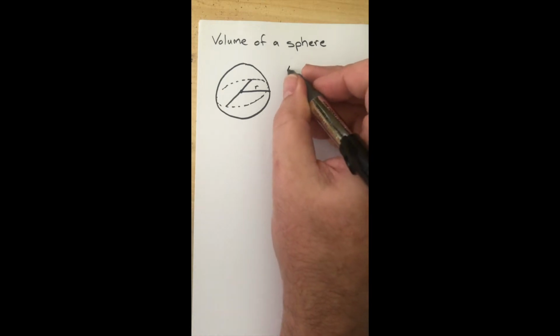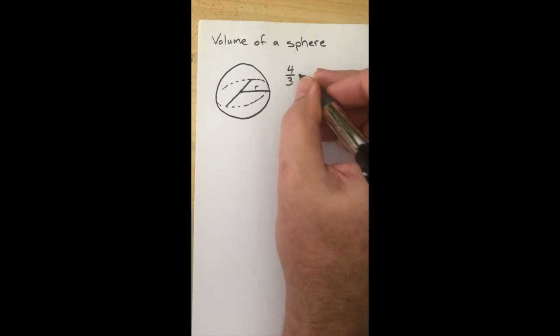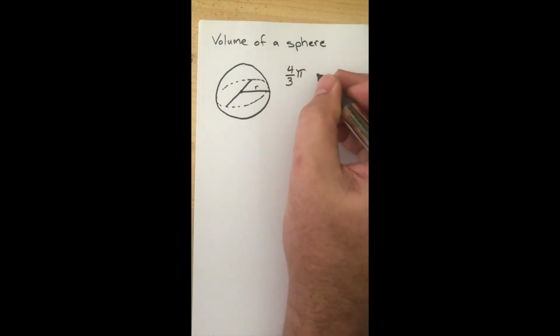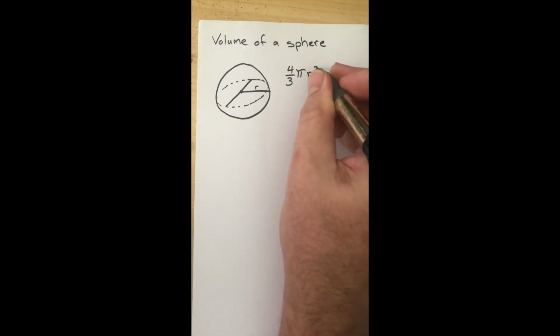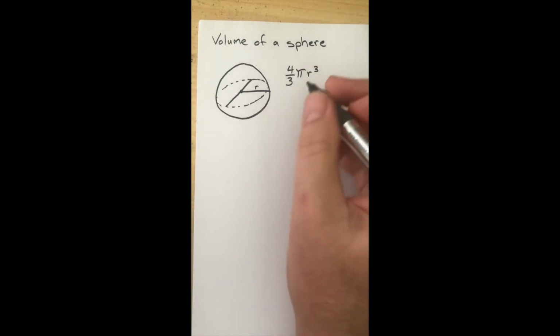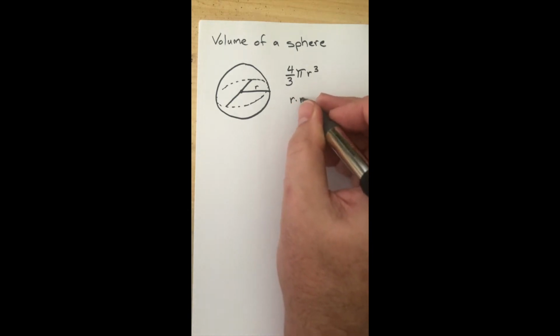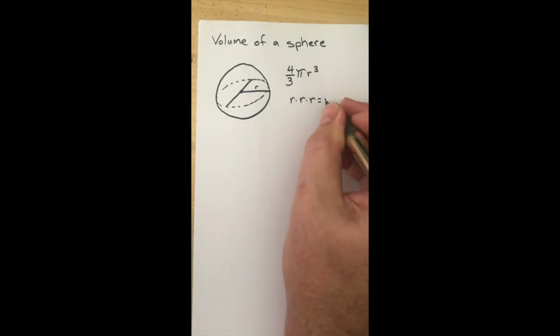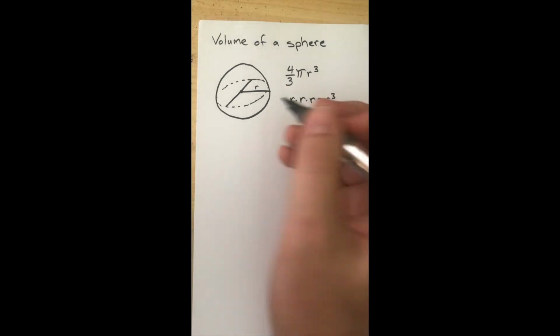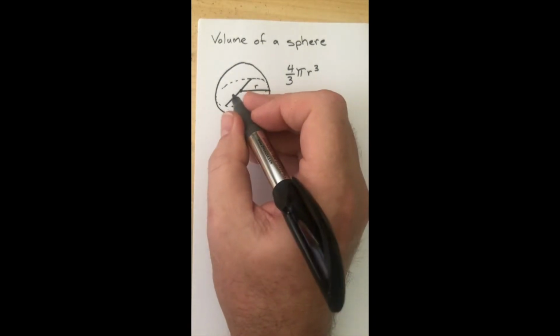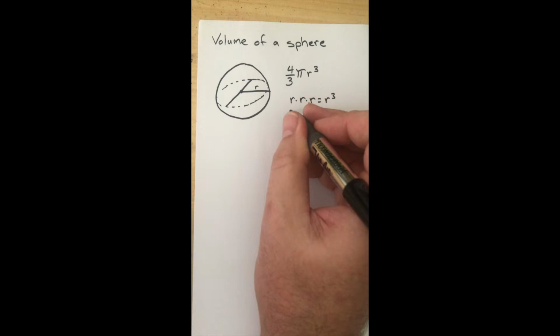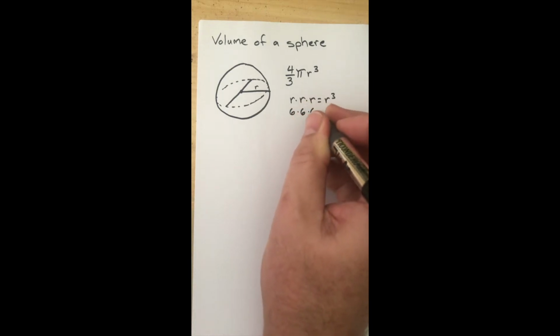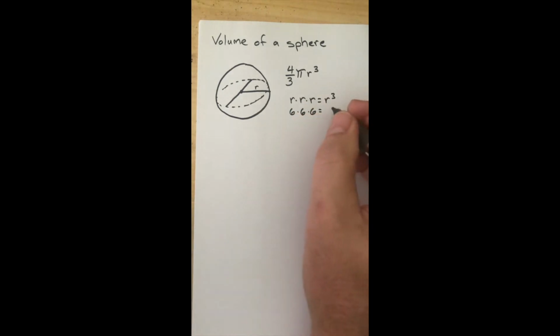It's a weird formula. It is 4/3 pi times the radius cubed. Now, the radius cubed means it's radius times radius times radius. So if the radius was, let's say, 6, it'd be 6 times 6 times 6. And you would get 216.